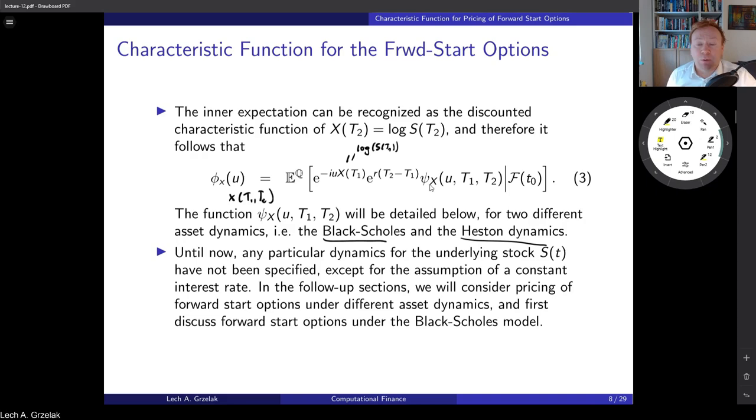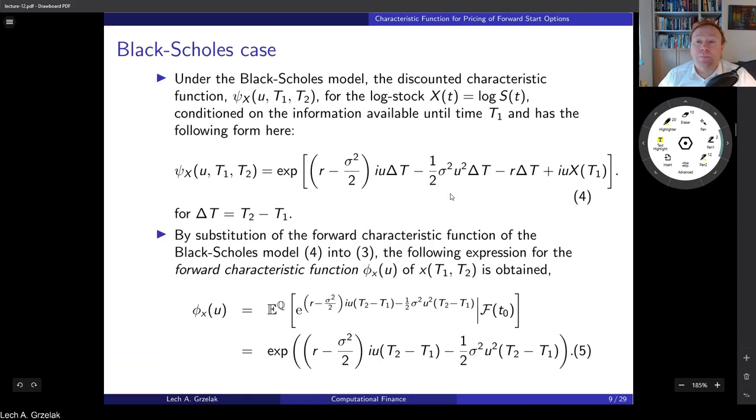Now we will consider those two models in the follow-up section. Yes, so for the Black-Scholes model, we know the characteristic function. This is already given in the previous lectures. So the characteristic function for Black-Scholes is psi u, t1, t2. Essentially we have to substitute only t1, t2, which is delta t, defined here, and then we have X t1. So you see, this characteristic function will depend on X t1, which is stochastic because it's not known at time t0. So this is X t1, this is very important.